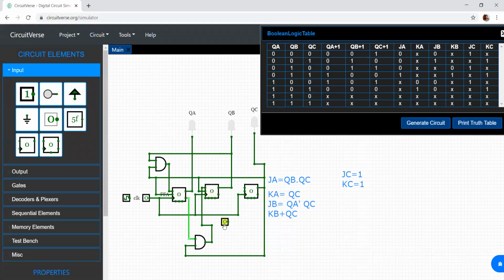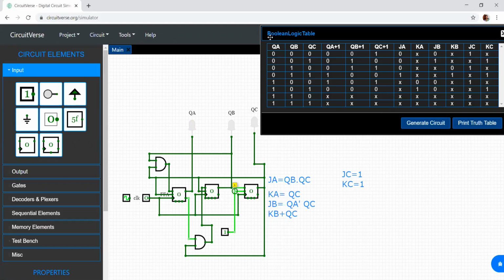So JC, I can give a JC over here and connect it to JA, and JC and KC. So JC is connected to logic 1, KC is connected to logic 1. Done. Now let us analyze whether it is working. That's all. This is the design.